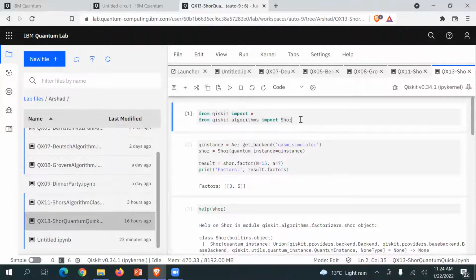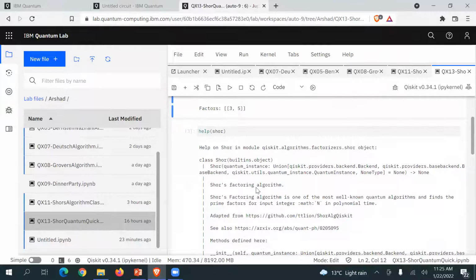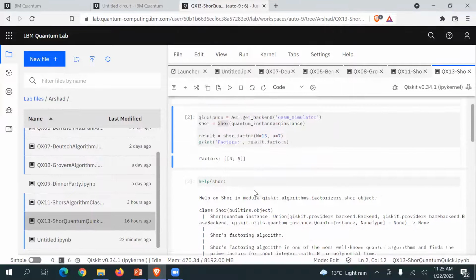So we just have to import the Shor algorithm method, take an instance of it, take n as an input, and execute it on a quantum instance. We just have to call Shor.factor, and it gives the results 3 and 5 as the factors. So Shor's algorithm is implemented in quantum computing as a function, and we could use this algorithm to find the prime factors.